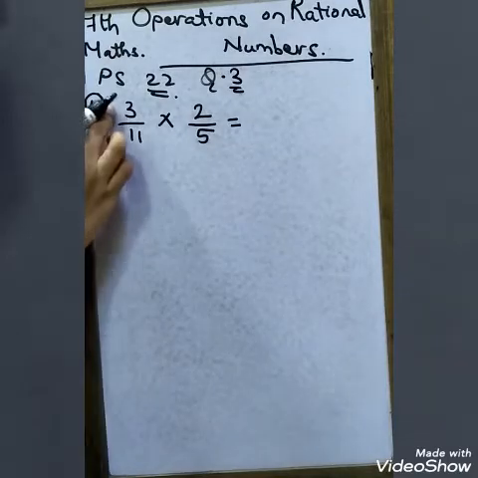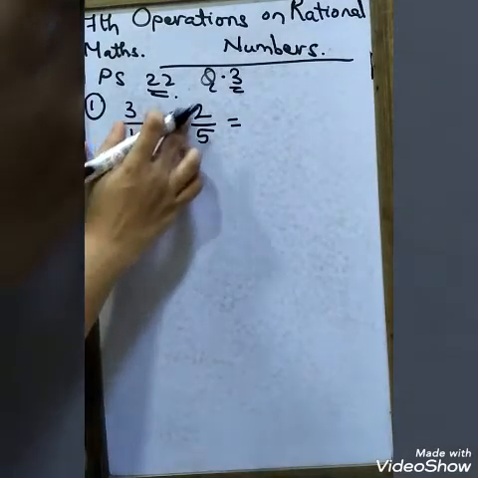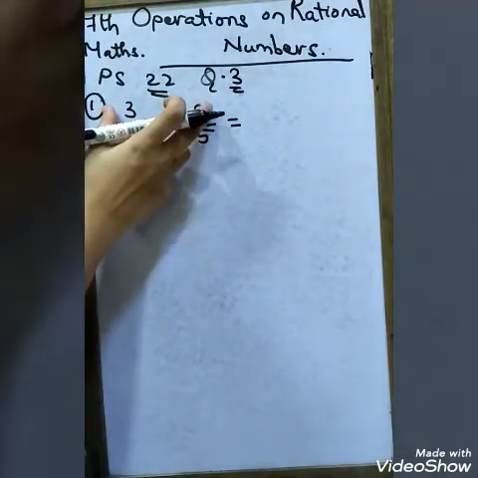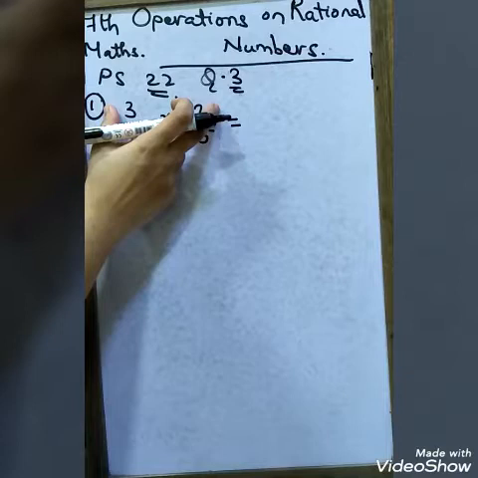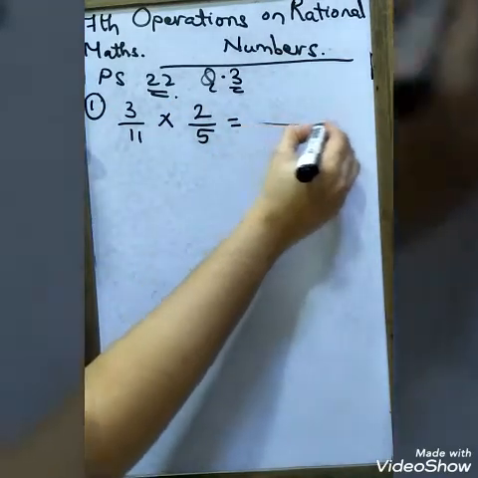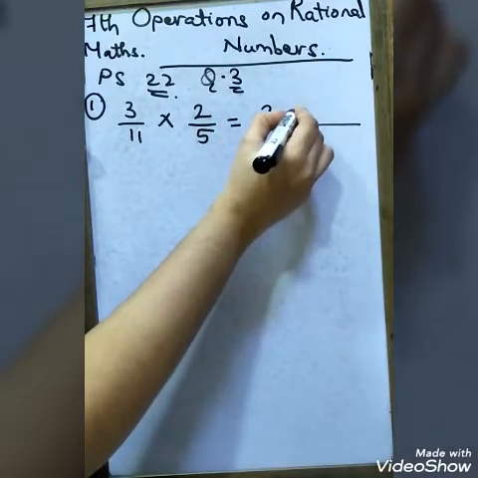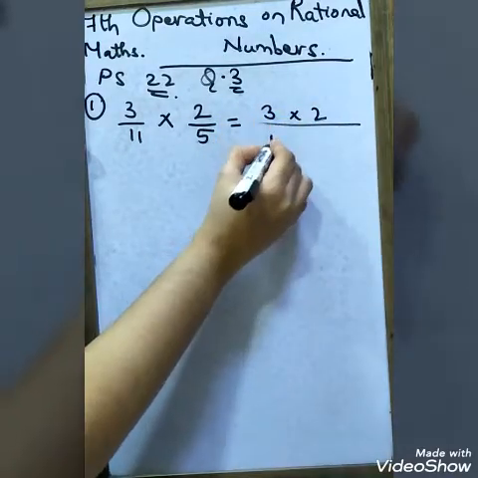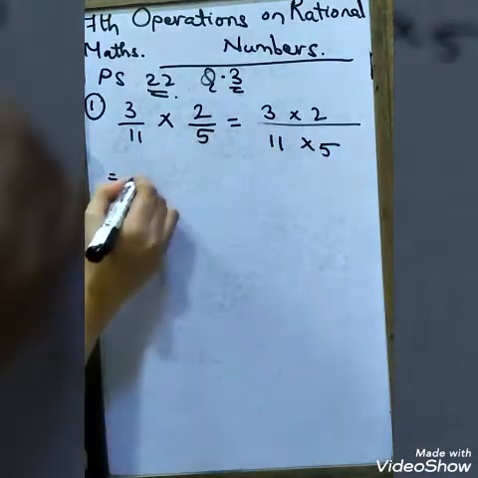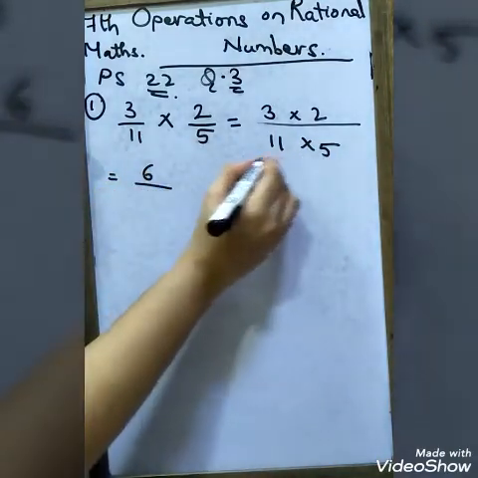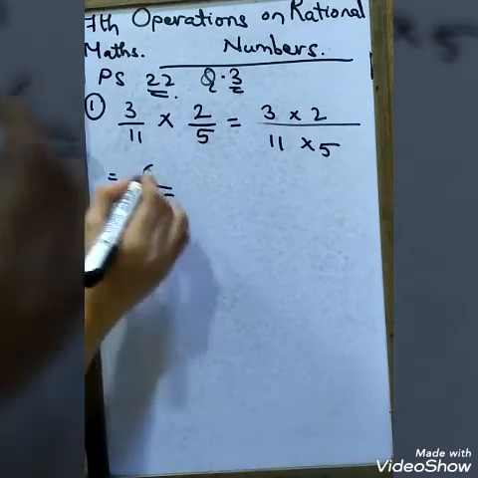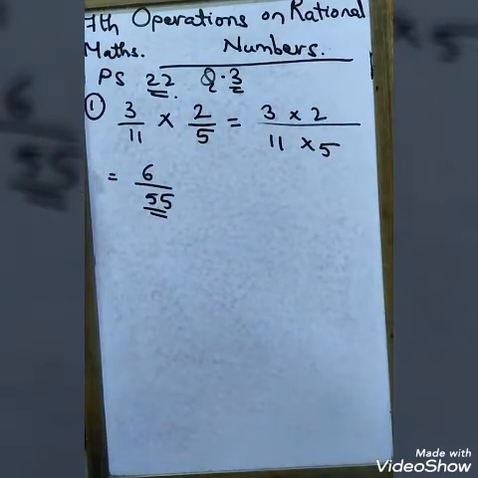So here 3/11 into 2/5. Similar way, what we are supposed to do, we are supposed to just multiply the numerator first and then the denominator together. So here it becomes 3 into 2 upon 11 into 5. So here 3 2s are 6 upon 11 5s are 55. So the answer is 6 upon 55, like this way.